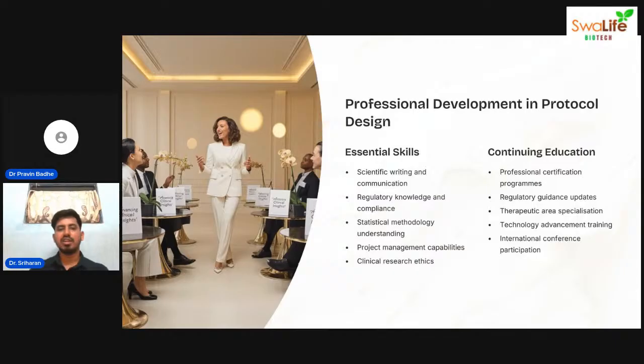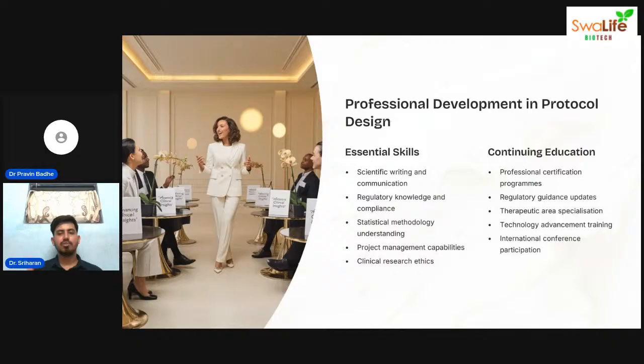Professional development in protocol design. While we want to develop more, while we want to go into regulatory writing or medical writing, we want to develop our skills. We want to go for medical writing intensive classes. Likewise, we want to attend workshops and learn about scientific writing and communication. And for regulatory writing, we want knowledge about ICH guidelines: quality guidelines, safety guidelines, efficacy guidelines, and multidisciplinary guidelines.